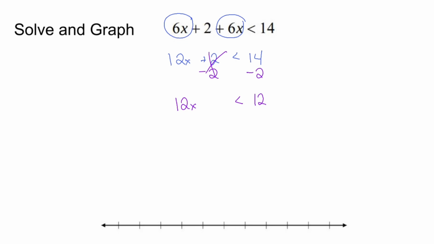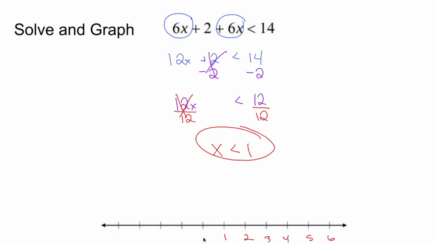Is x all by itself? No. 12 is being multiplied to it, so the inverse of multiplied by 12 is divide by 12. So divide 12 from both sides. That crosses out. Drop down the x, drop down the less than, drop down the 1, and I have my answer. Now, I'm going to put ones here and then fill in all the numbers after that.